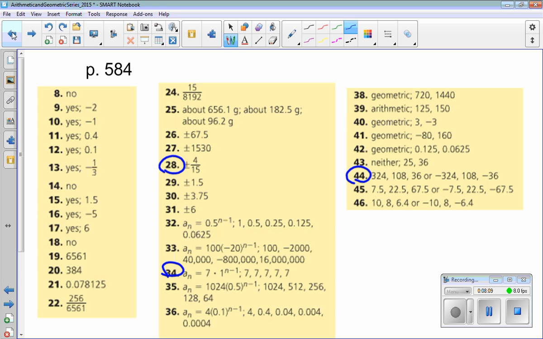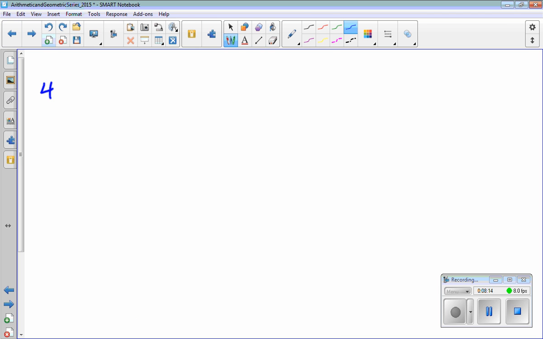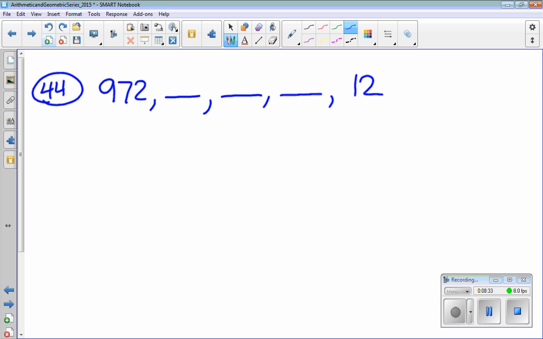All right, the last one that we wanted to look at was 44. Okay? So let's look at that one. All right, 44 says find the missing terms. Ooh. And as Christian pointed out, this is one that's going down, right? Because it starts out at 972. There's 3 terms, and it ends up as a 12. And r will be a fraction or a decimal because it's smaller than 1. I agree. Since we're going down, that makes perfect sense.